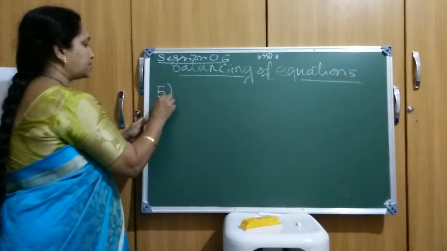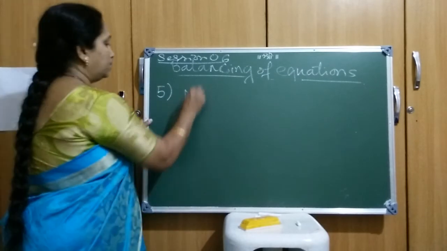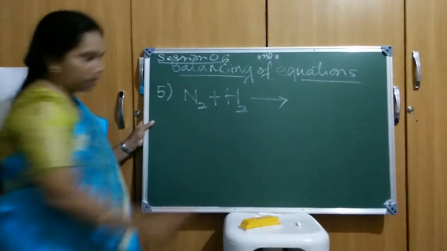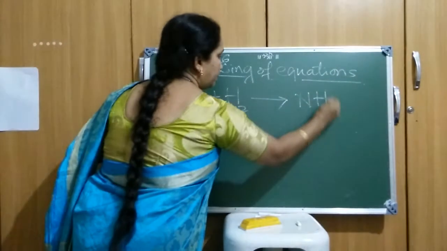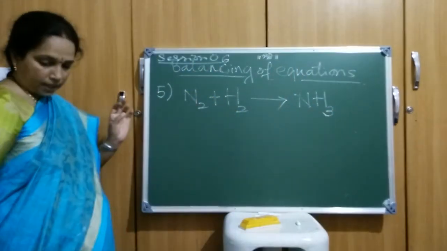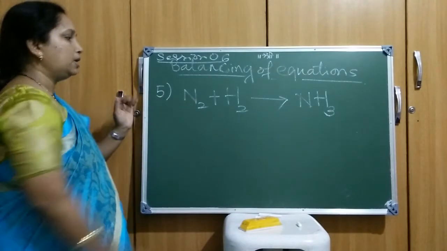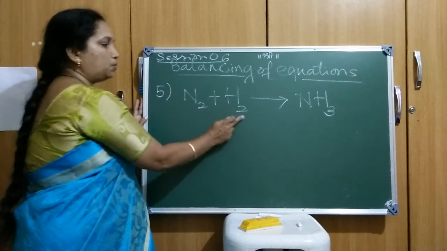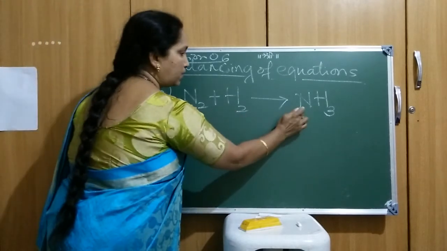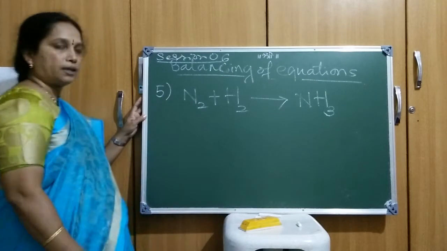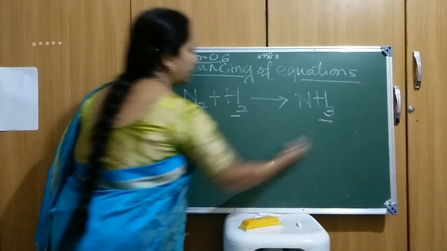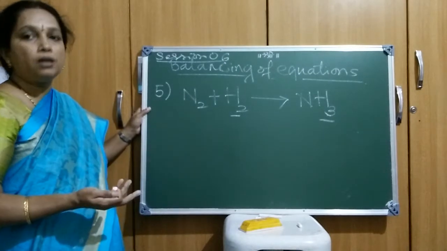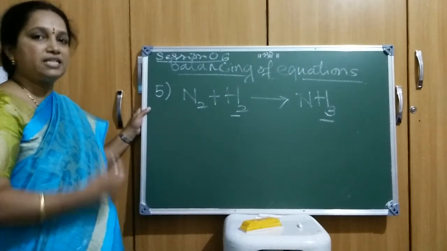The fifth example, where nitrogen and hydrogen go on to form ammonia, that is NH3. Now by seeing here, at least you can make out hydrogen: on the reactant side 2 nitrogen, 2 hydrogen are there, and on the product side 1 nitrogen and 3 hydrogen are there. If you observe the hydrogen over here, here 2 is there, here 3 is there. If an equal number of atoms are there, then it will be easier for us to balance.